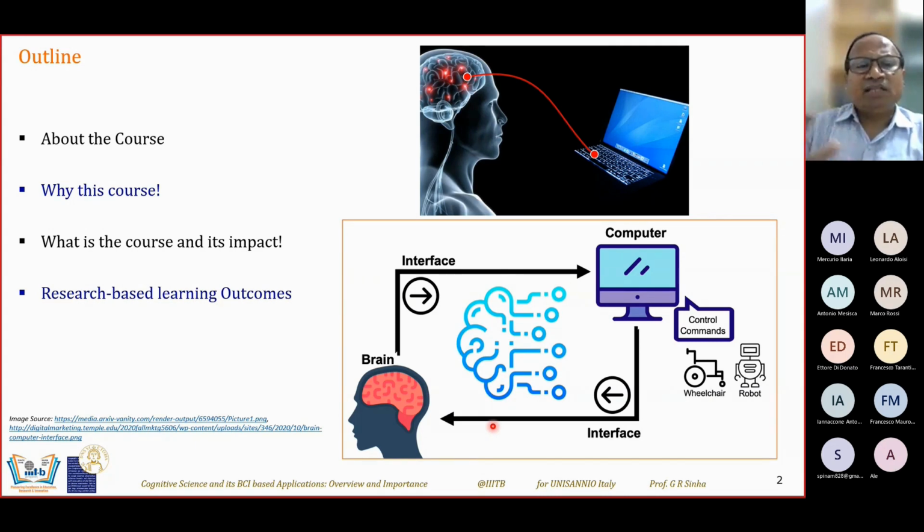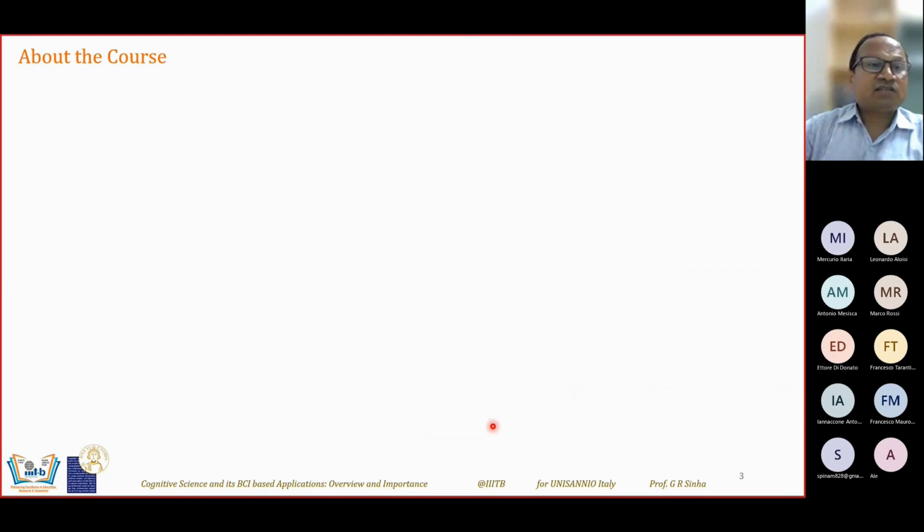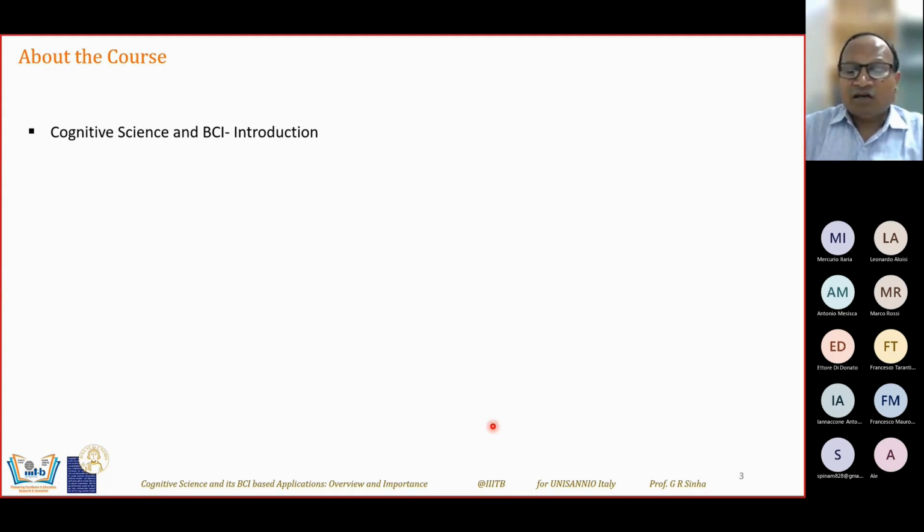So this is the plan: we will try to understand the overview. We'll try to understand the importance, and how the course can help you in understanding it. We will discuss about the course, cognitive science and BCI. We will introduce this because in our course name, cognitive science and BCI are the two major things. So therefore, we will introduce this.